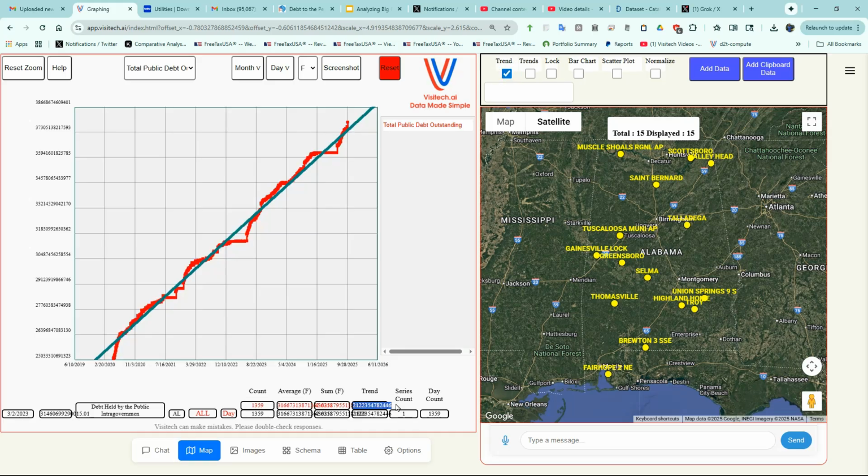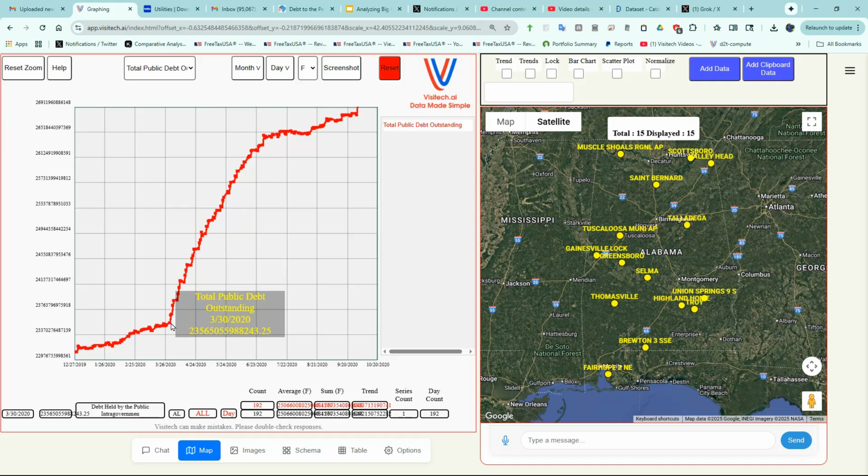Since June 30th, 2020, the national debt has been growing at a rate of more than $2 trillion per year. There was a big jump in the national debt from March 30th, 2020 through the end of June 2020. The national debt grew by almost $3 trillion during that time. It was during the COVID pandemic and the government was paying people to stay home and not work.